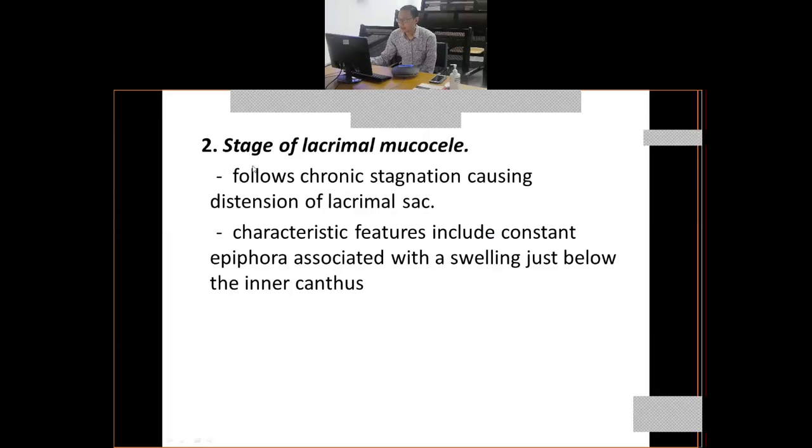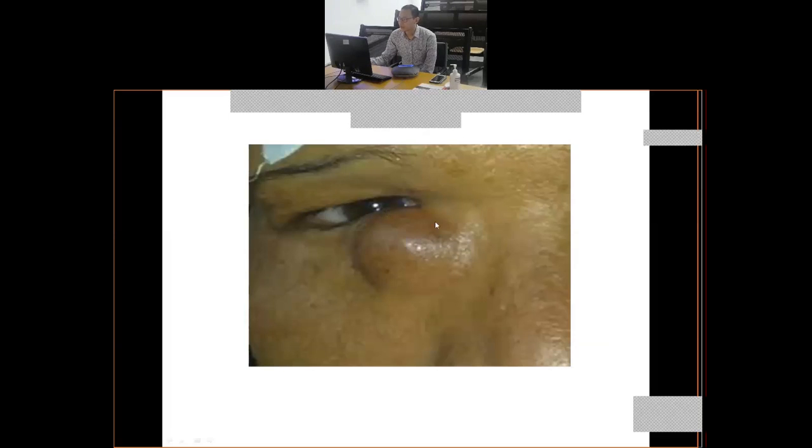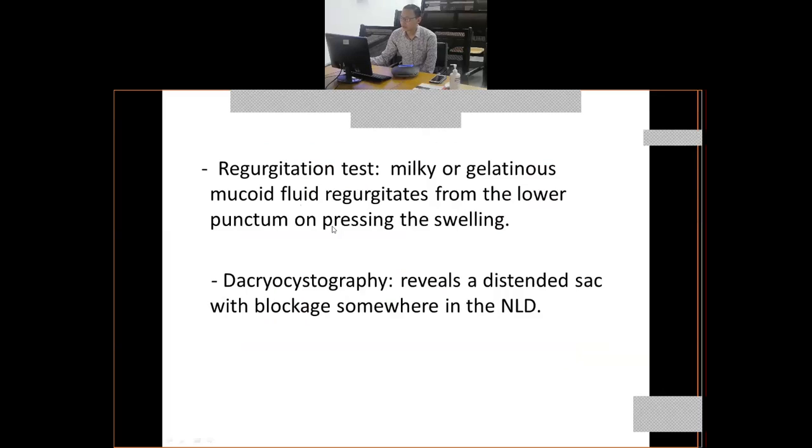The second is the stage of lacrimal mucocele. It follows chronic stagnation causing distension of the lacrimal sac. Its characteristic features include constant epiphora and swelling just below the inner canthus. You can see in this picture there is a swelling in the lacrimal sac area just below the inner canthus. Regurgitation test: milky or gelatinous mucoid fluid is regurgitated from the lower punctum on pressing the swelling. Dacryocystography reveals a distended lacrimal sac with blockage in the nasolacrimal duct.